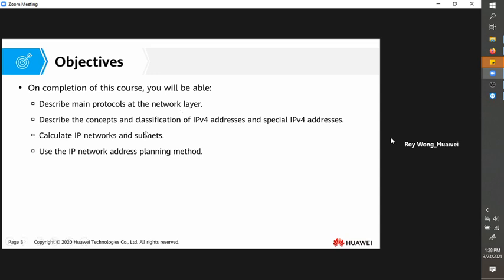Describe the concept and classification of IPv4 addresses and special IPv4 addresses. Okay, apa ialah IPv4? Okay, then after that, sini ialah IP network and subnet. Okay, try to understand the subnet and the IP network. Use the IP network address planning method. Okay, apa type method yang dia boleh support.